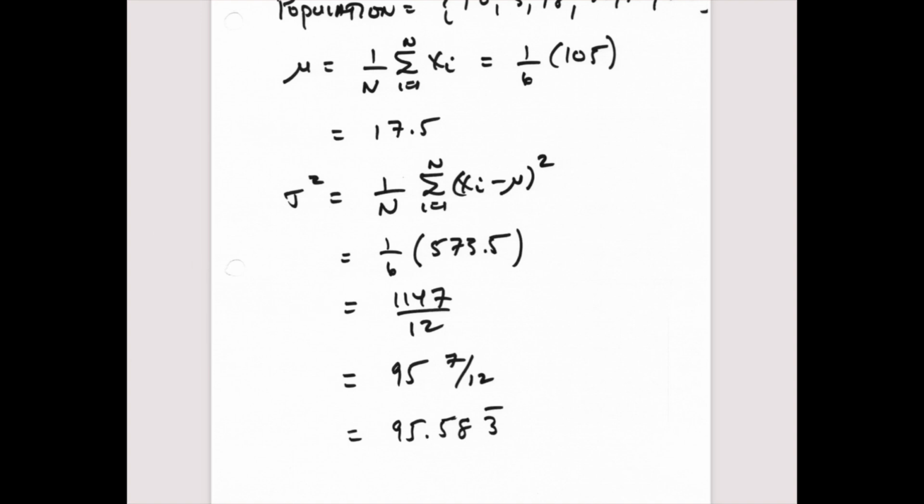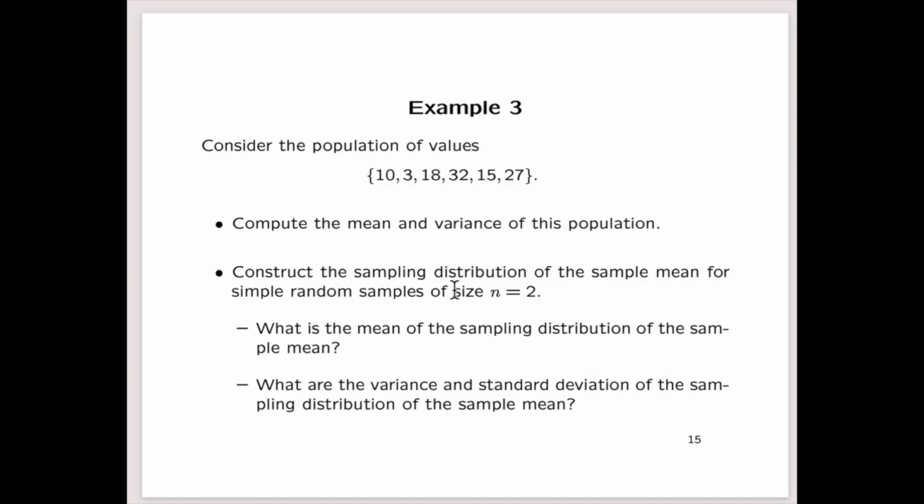Okay, now we want to consider simple random samples of size little n equal to 2. And what we want to know is, what is the mean of the sampling distribution of the sample mean for simple random samples of this size? And also, what are the variance and standard deviation of the sampling distribution of the sample mean for samples of size little n equal to 2, again, where we're performing simple random sampling.